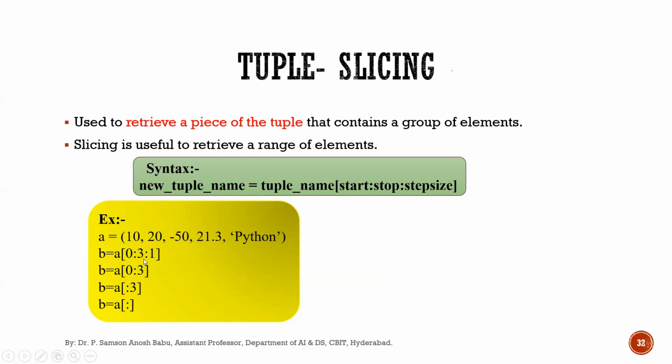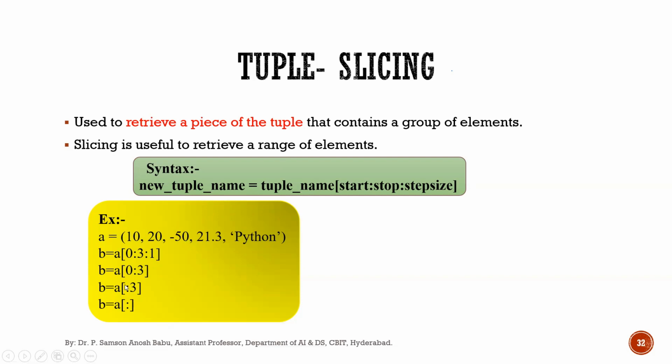So from 0 to 3, that means up to 3, it will take 0, 1, 2. It will take 10, 20, and -50. And the step size is 1, so only one element it will consider: 10, 20, and -50. And if you see B equals A of 0 to 3, it also prints 10, 20, and -50. The 1 we did not give here, as the step size default value is 1, so no need to mention, and both the statements are the same.